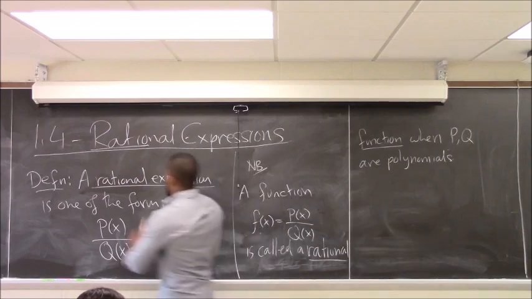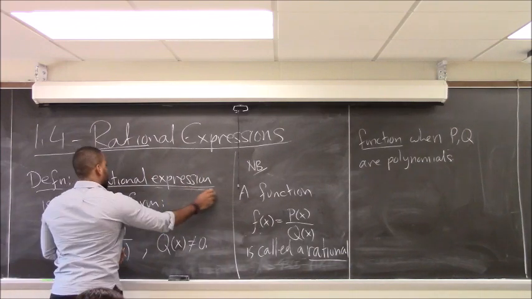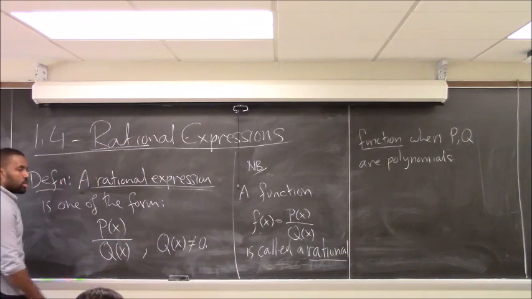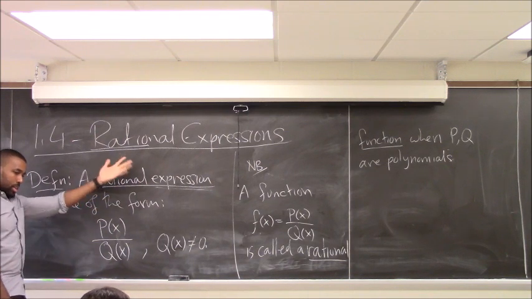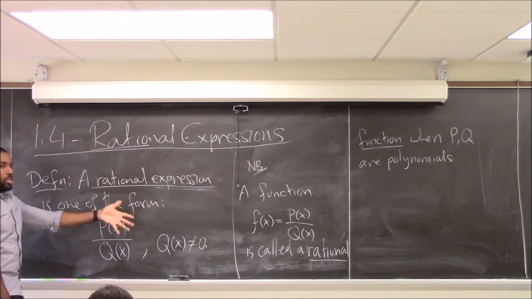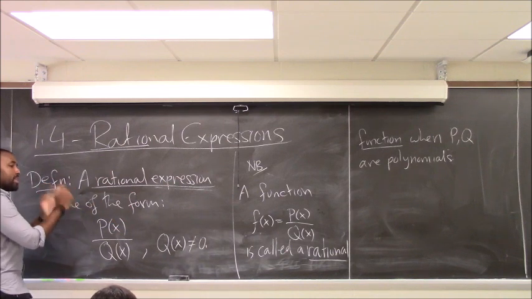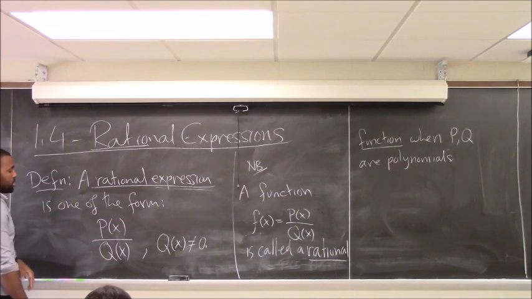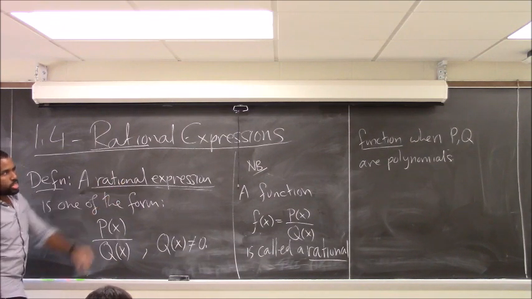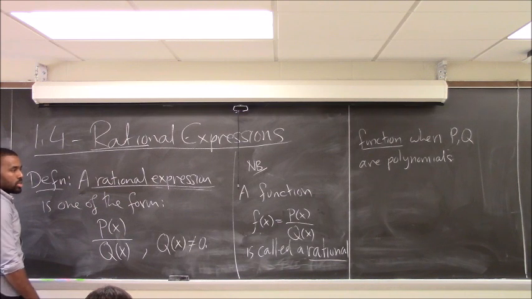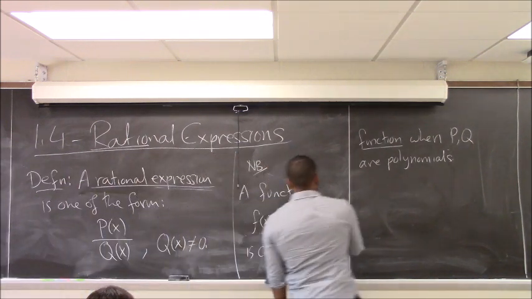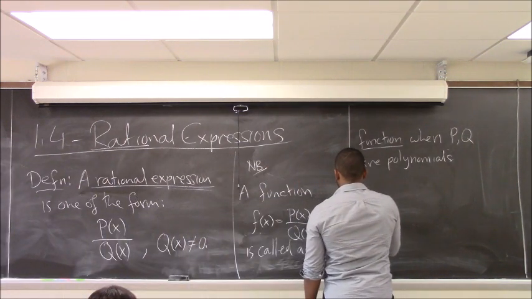But the term rational expression is more general. These p and q can be anything. Remember those six functions that I told you were like the infinity symbols? You can combine them in any way using arithmetic and composition, and then divide two of these things, and you create what's called a rational expression. Rational function is usually reserved for when these are polynomials. Now, again, q of x is not zero.